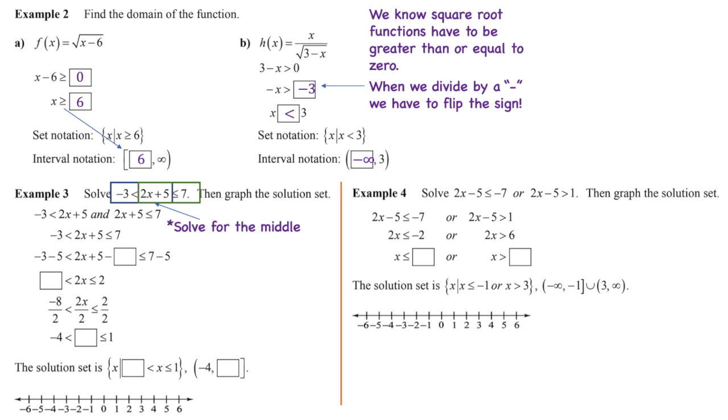To do that, the first thing I'll need to do is subtract 5 from all three places. By doing that, I'll end up with -8 is less than 2x is less than or equal to 2. Then everything will be divided by 2. So I have -4 is less than x is less than or equal to 1.